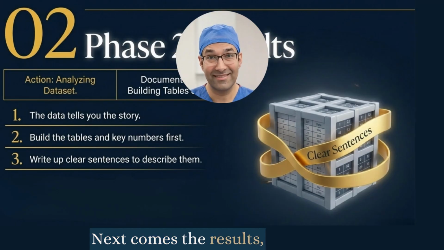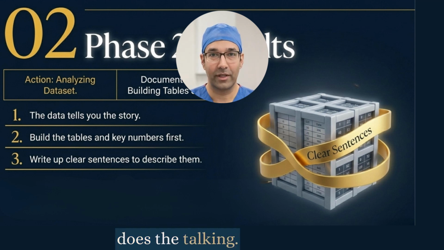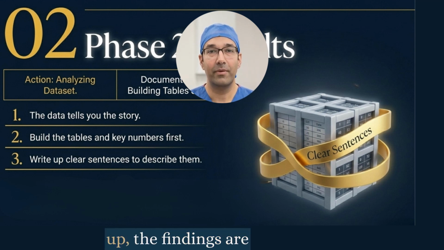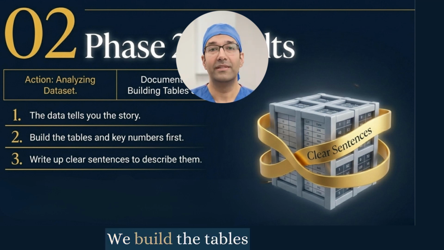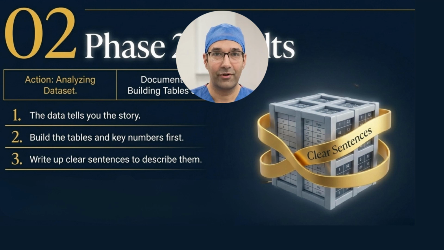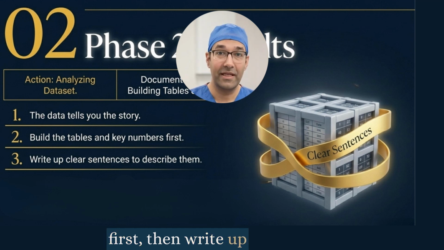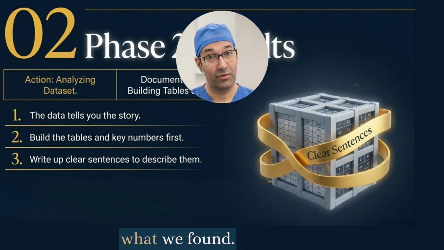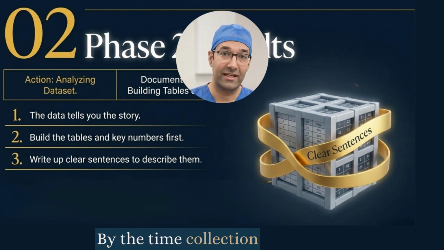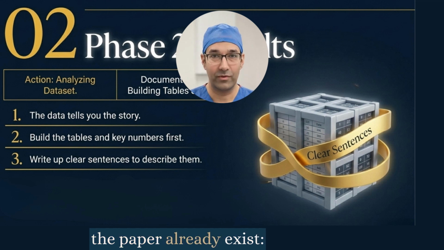Next comes the results, and here the data does the talking. As the dataset fills up, the findings are simply what is in front of us. We build the tables and the key numbers first, then write up clear sentences to describe them. No interpretation yet, just what we found. By the time collection ends, 2 sections of the paper already exist.